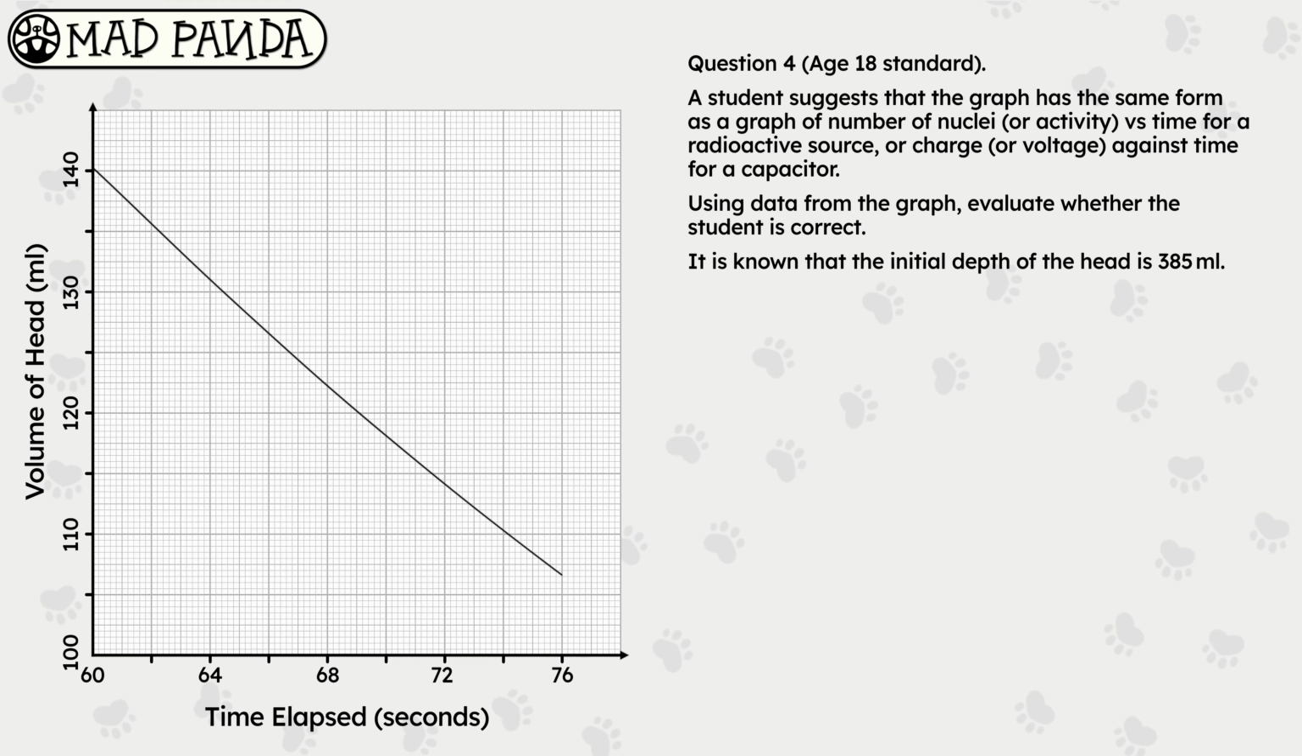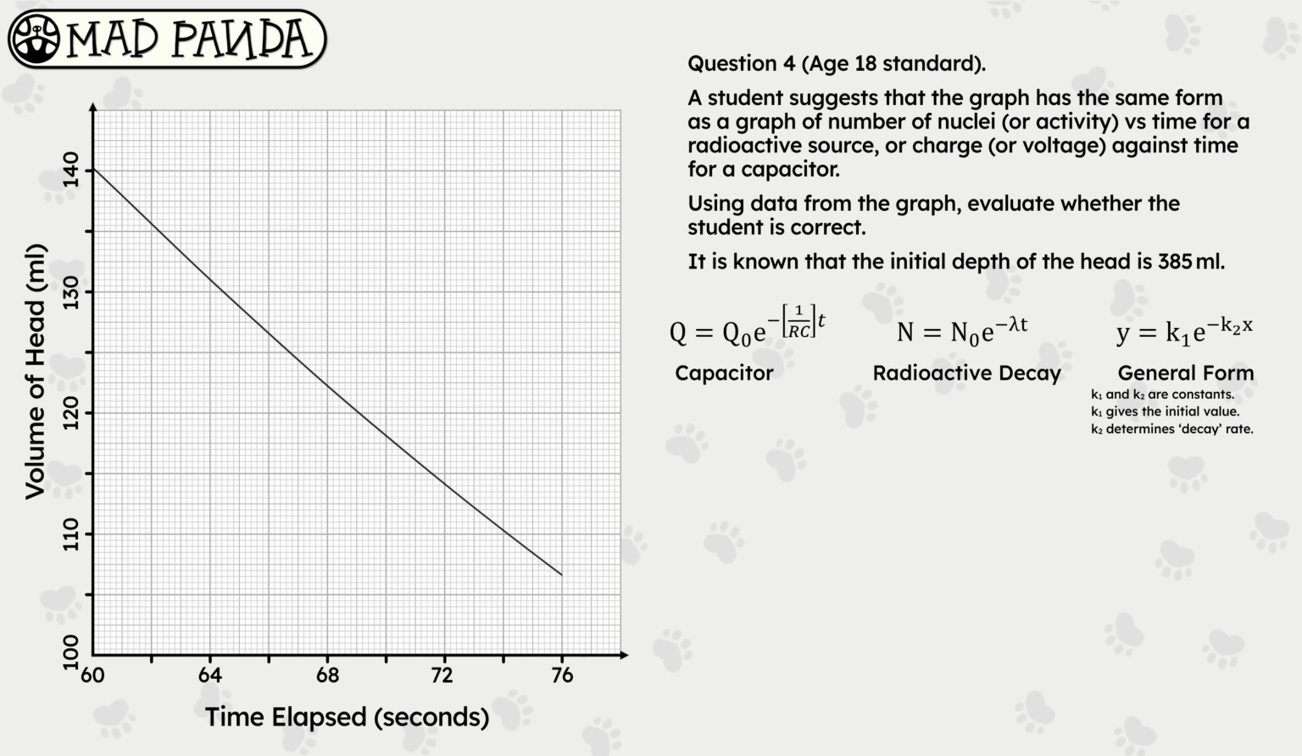It is known that the initial depth of the head is 385 millilitres. If we could see more of the plot here, then we could solve this question the same way that we solved question 2, just by showing that the volume of head halves at regular intervals, but because we've got a much more zoomed in view here, we're going to have to use a more complex method in order to solve this one.